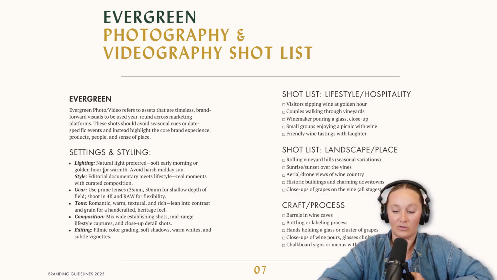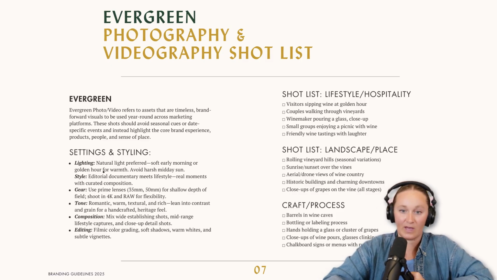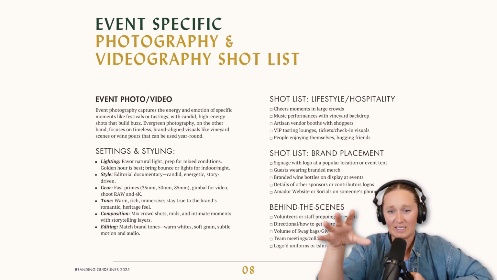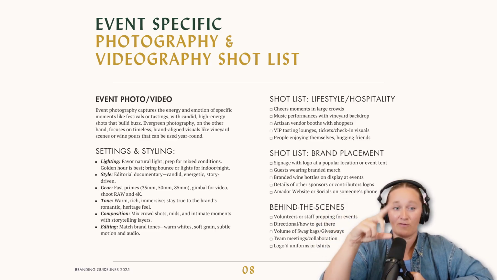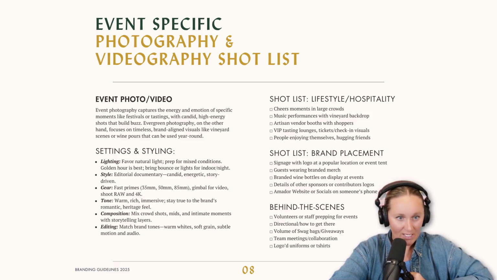And then to the right-hand side of the page, here's a shot list specifically for lifestyle, specifically for landscape, and specifically for craft and process. Each of those is then also reflecting that imagery mood board from the page prior. Then you can get really nitty-gritty and do the same thing for the event-specific stuff. But for the purpose of this episode, we'll keep going.